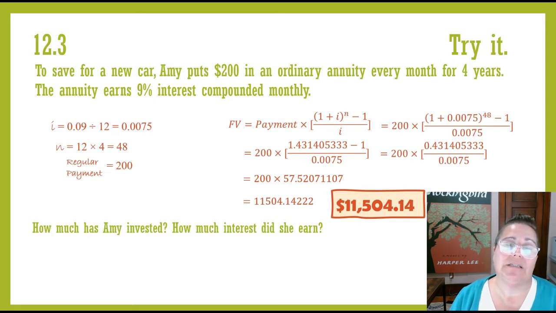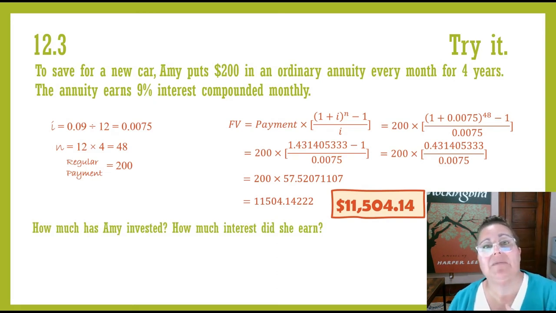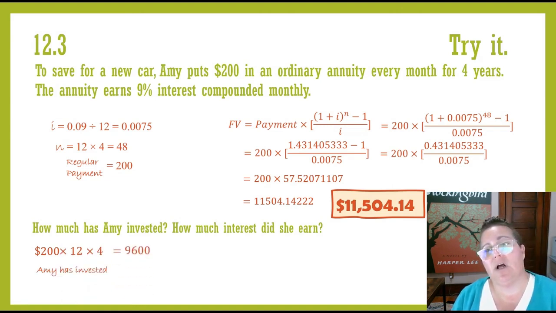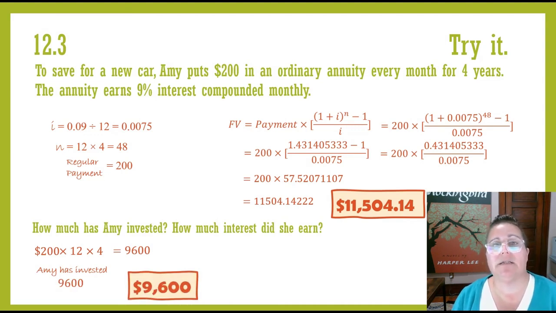However, how much has Amy really invested? How much of Amy's hard-earned money is in that $11,504.14? And how much of that account is interest? Right? So Amy's putting away $200 12 times a year for 4 years. When we multiply that out, 200 by 12 by 4, we get $9,600. So Amy has actually invested $9,600 in this account.